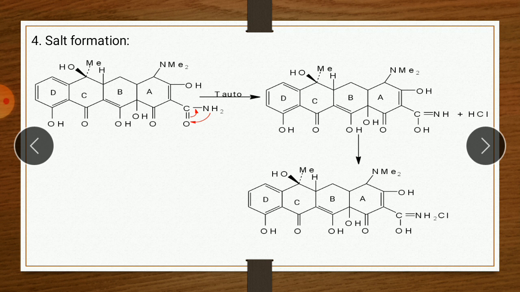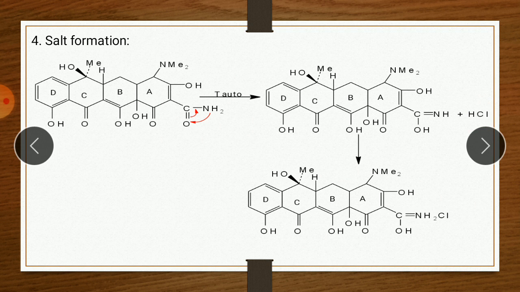Salt formation: as we discuss salt formation, the NH2 group on the second position is involved in salt formation. Mainly acid salt is common. So here there is a tautomerism, the double bond shifted here, hydrogen shifted here like this. Then there is the addition of HCl, hydrochloric acid, then it forms the hydrochloride salt. So this group is involved in formation of salt by tetracycline.